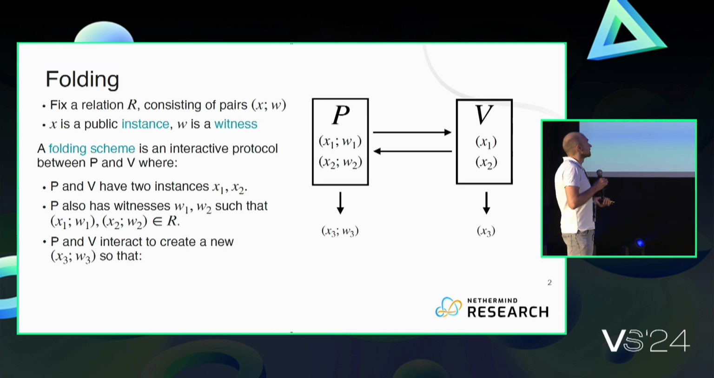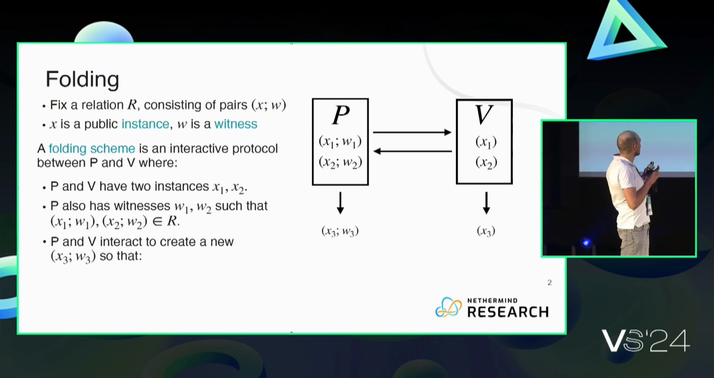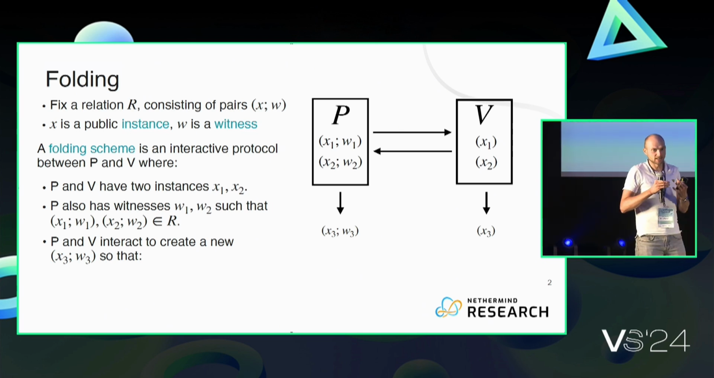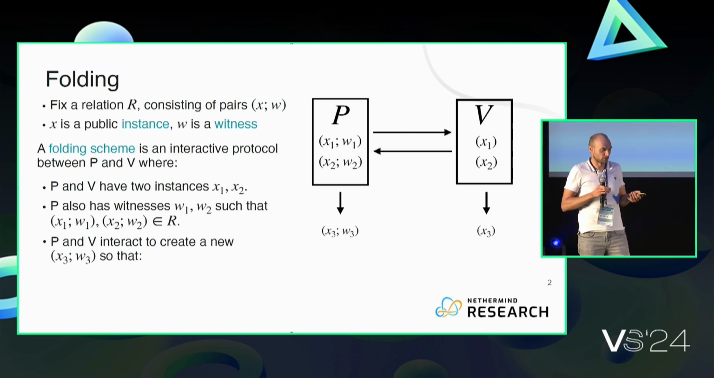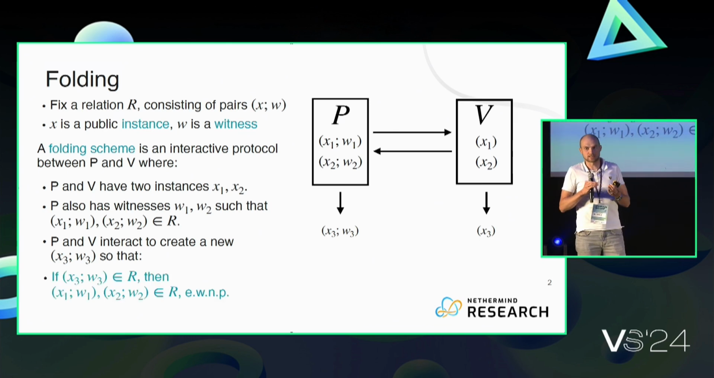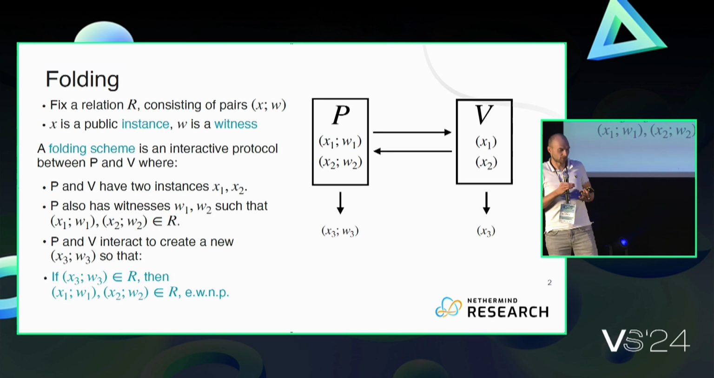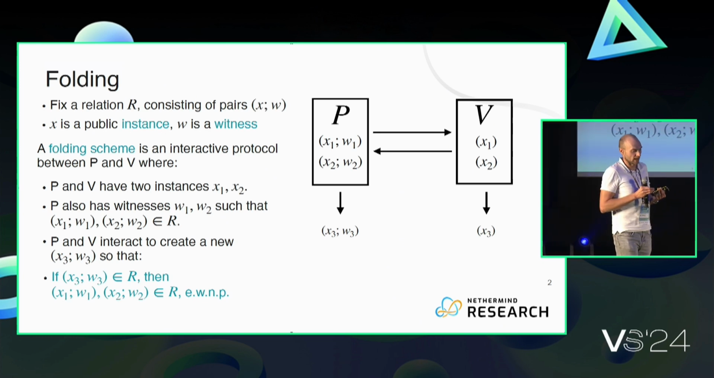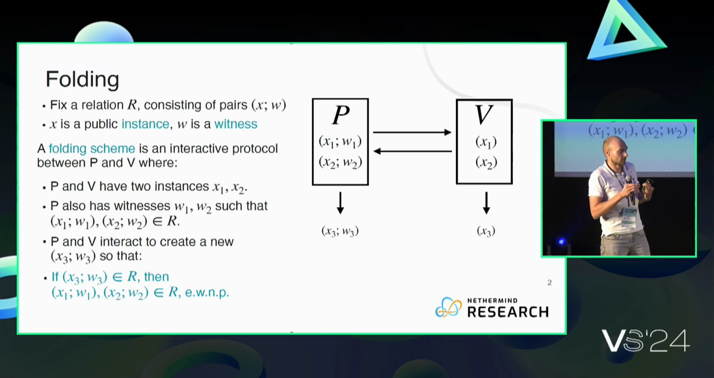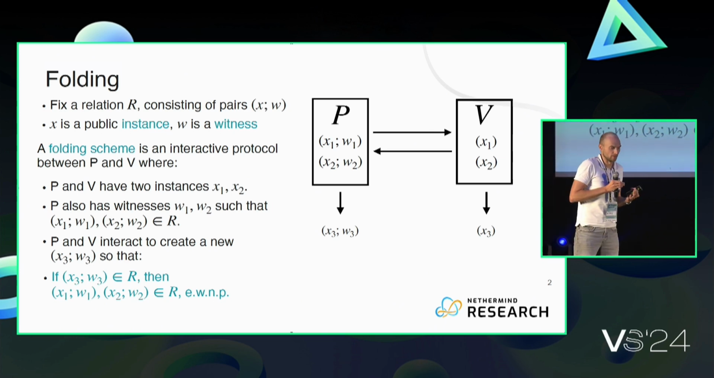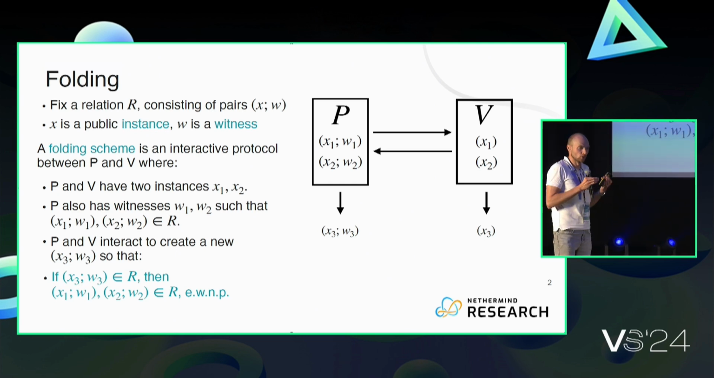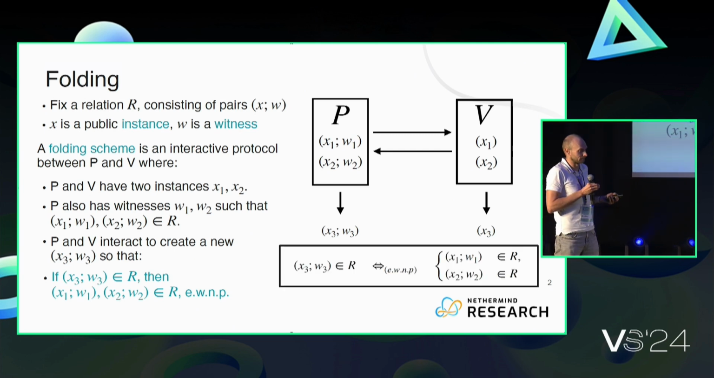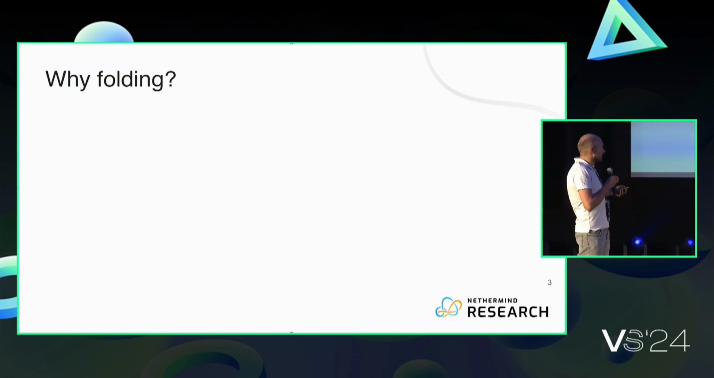In a folding scheme, prover and verifier interact to create a joint instance-witness pair, here X3, W3, with a very particular property: if the relation on X3, W3 holds, then the relation on X1, W1 and X2, W2 holds as well. So we somehow reduce two instances into one.